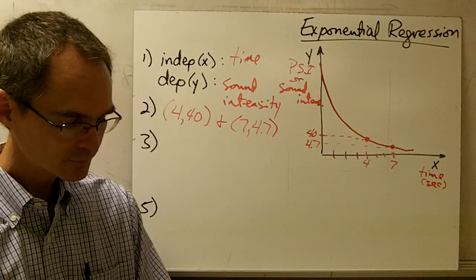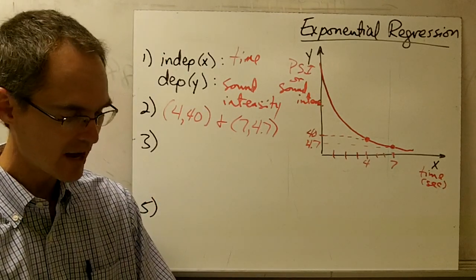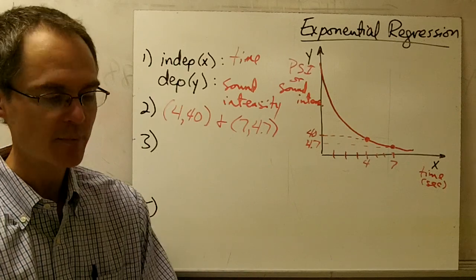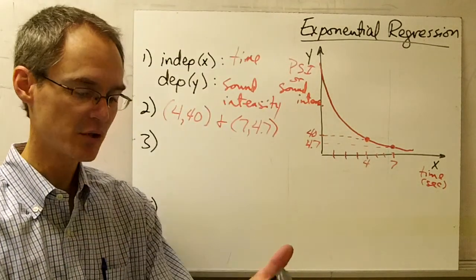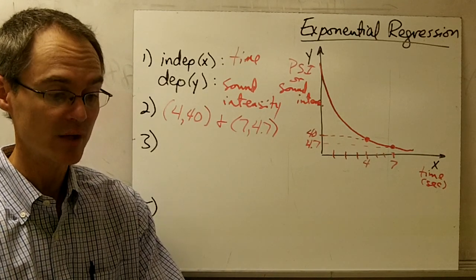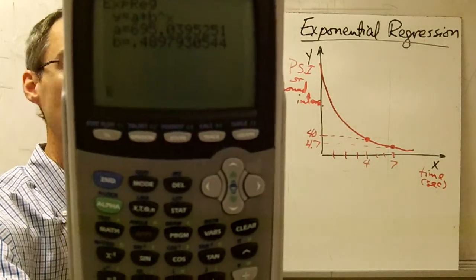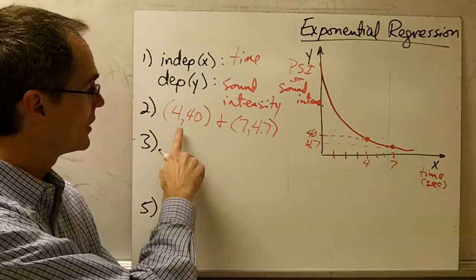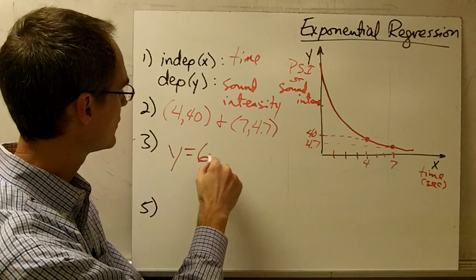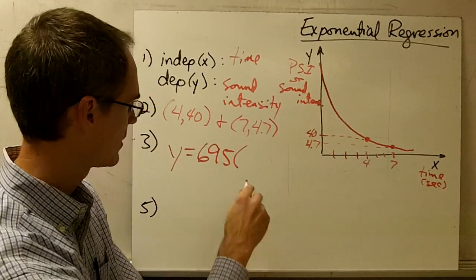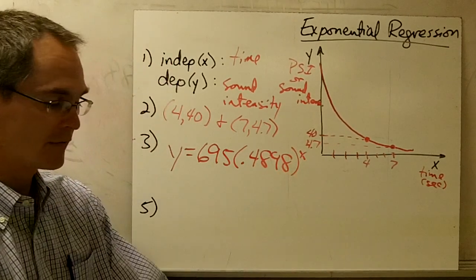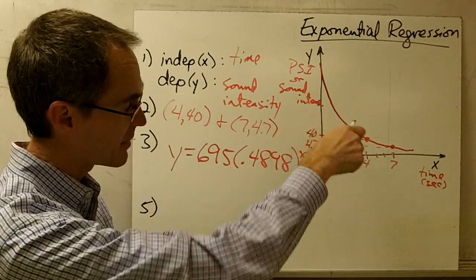So I enter those in, and then I hit the stat button again, go to the calc menu, and if you scroll down to the one that has a 0 next to it, that says exponential regression. And so I select exponential regression, I hit enter, and that comes up on my screen. It says exponential regression, and then if I hit enter again, then it will calculate the function that fits these 2 data points, that is the exponential function. So in this case, my exponential function is y equals 695 times 0.4898 to the power of x. Sketch a graph. I've got my graph sketched right here.